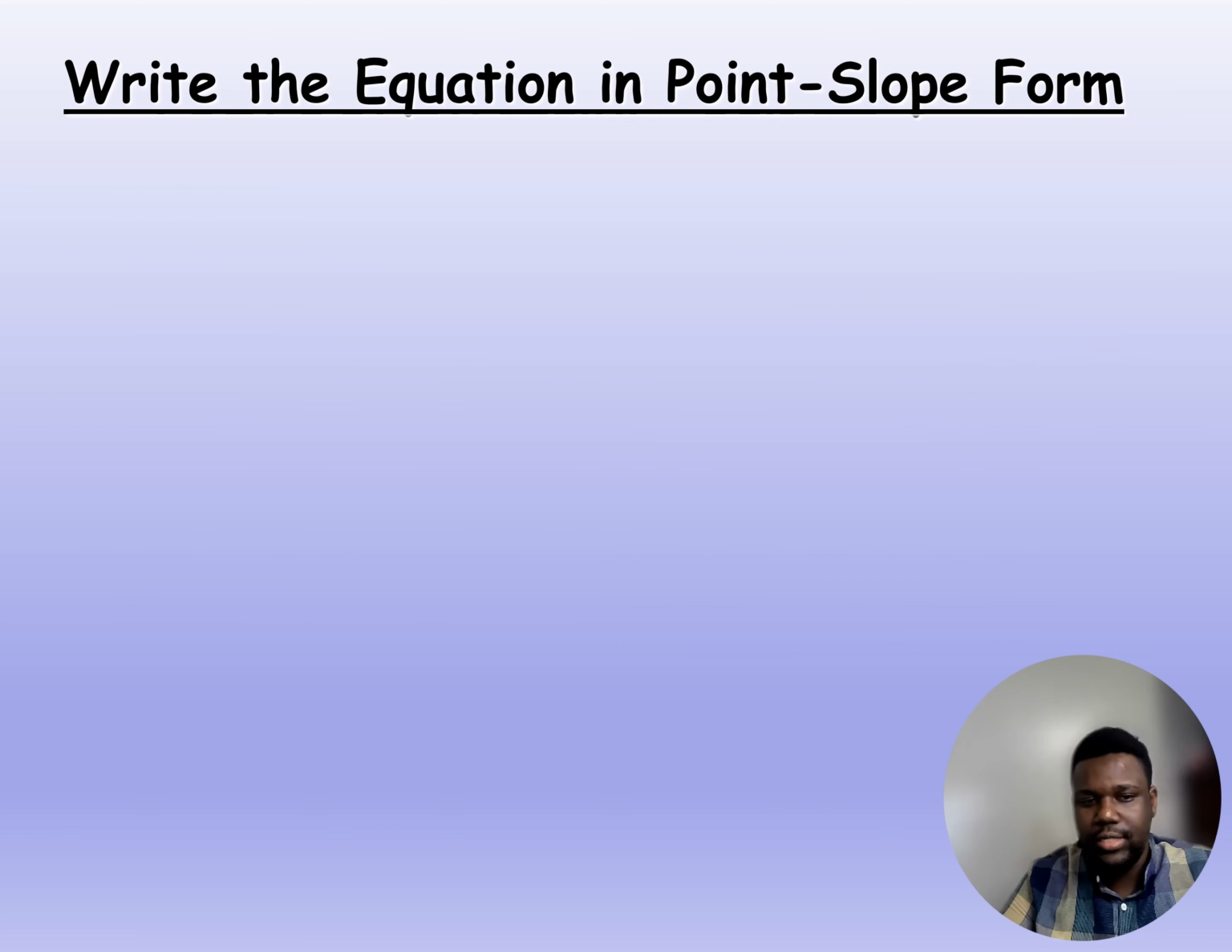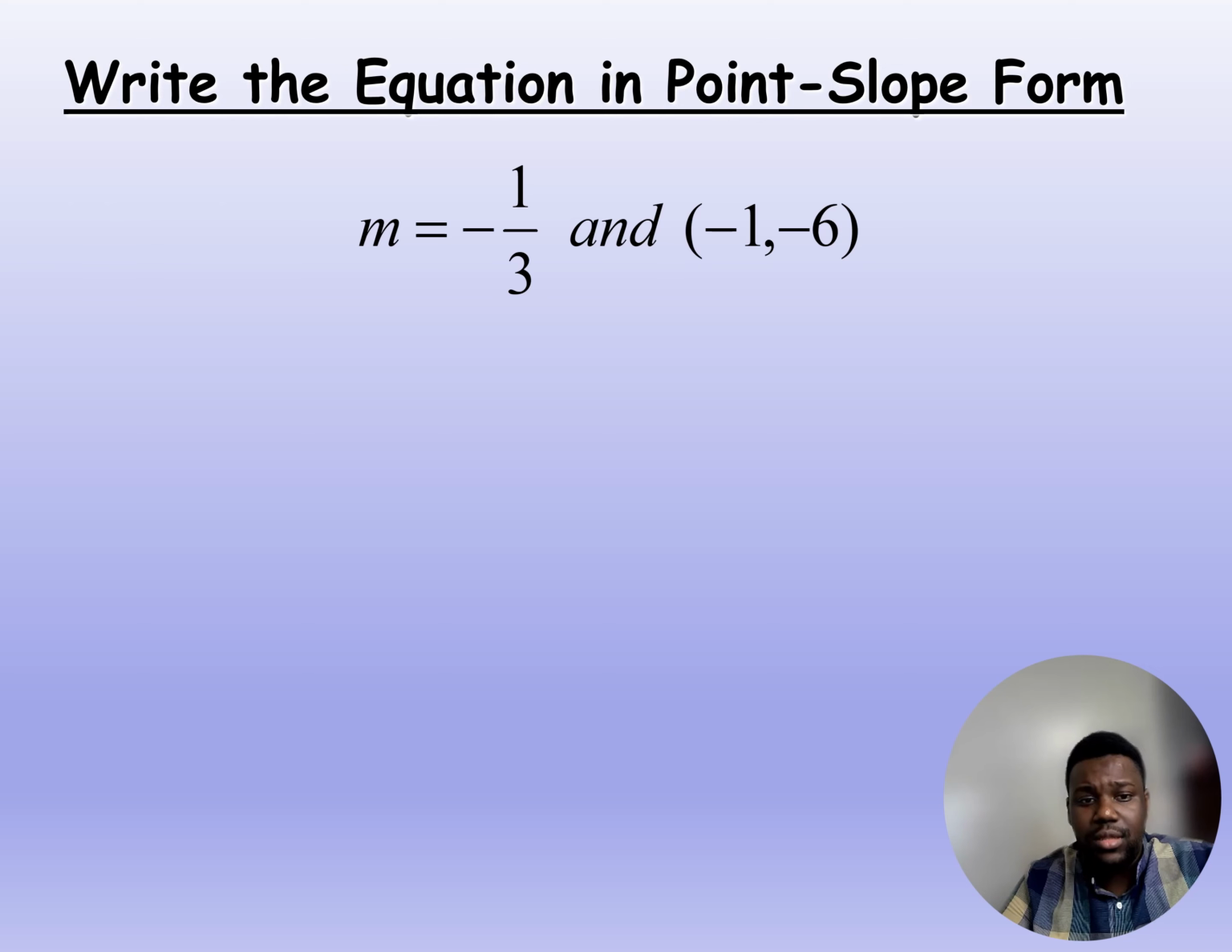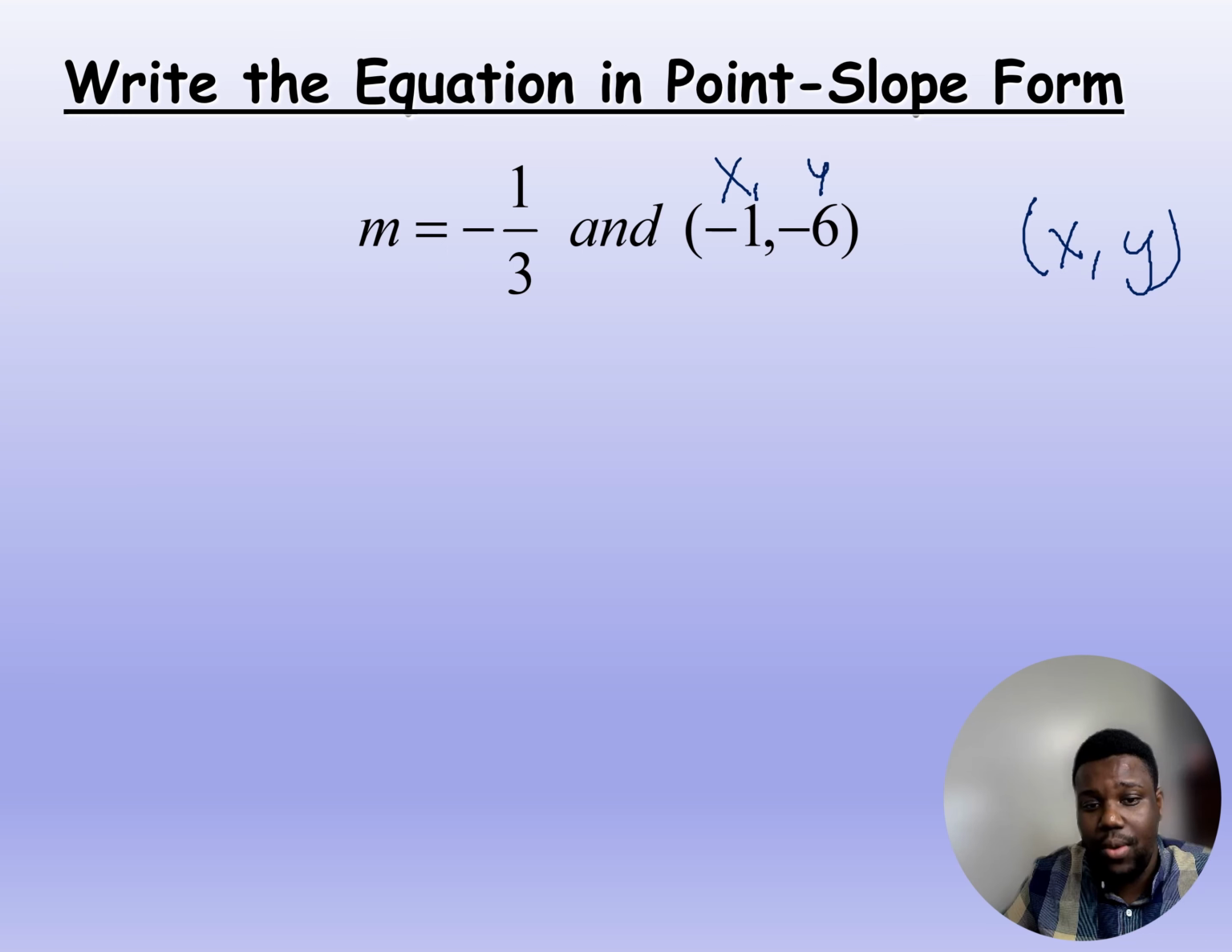So let's look at our first example. So we are told that the m, which is our slope, is -1/3, and we're given a point, -1, -6. So a point or coordinate ordered pair always starts with x followed by y. So with that said, we can identify the -1 as our x1, the -6 as our y1. So we're going to go ahead and put that into the point slope form again. It is y minus y1 is equal to m parentheses x minus x1. So we're going to replace the m, the x1, and the y1.